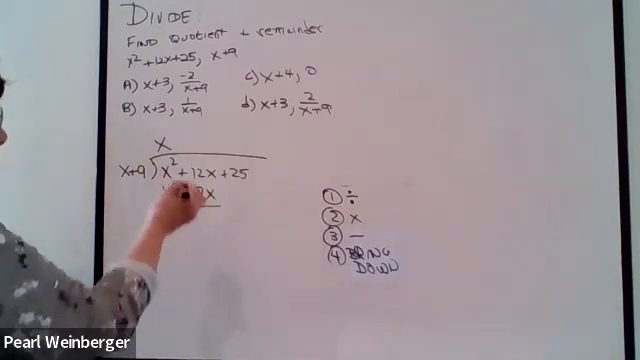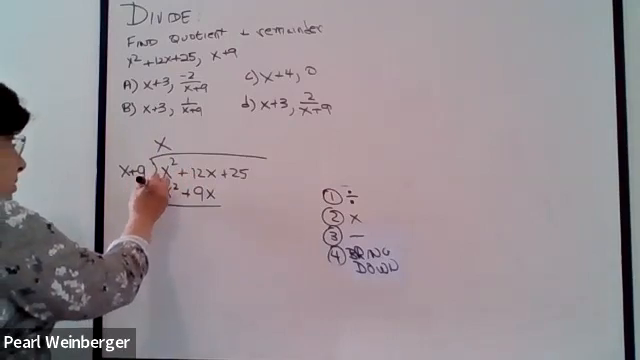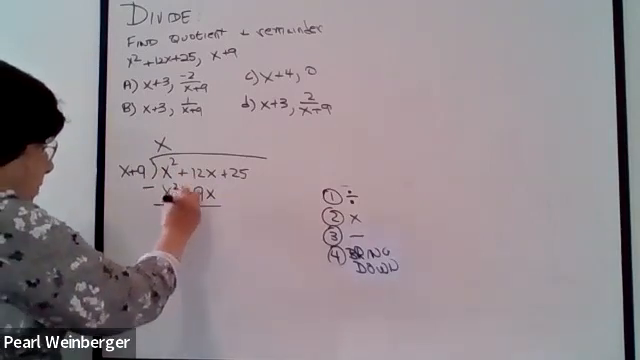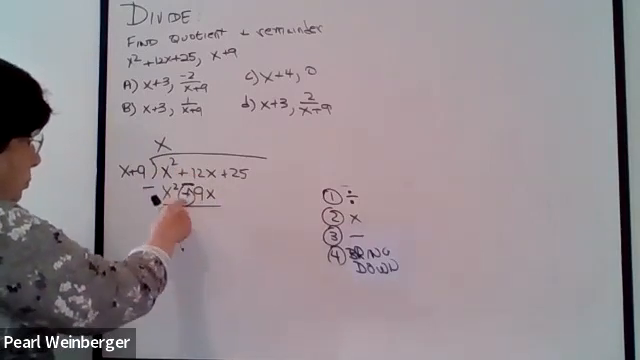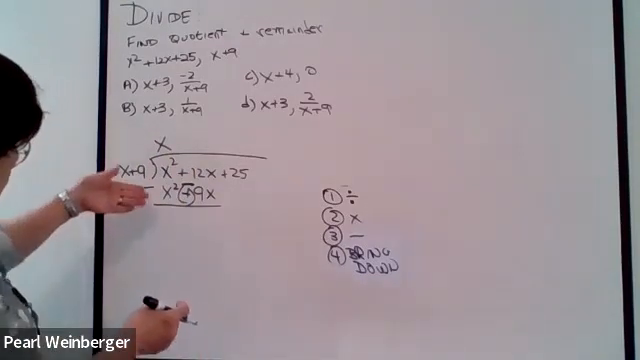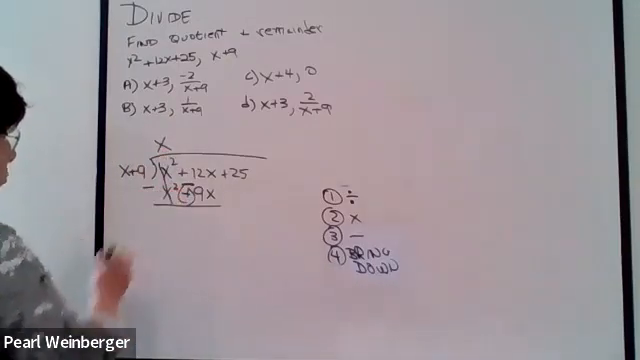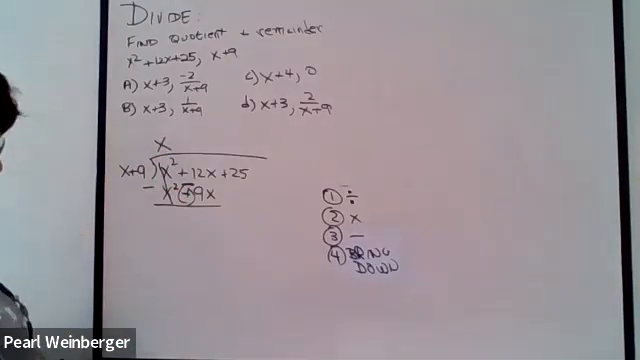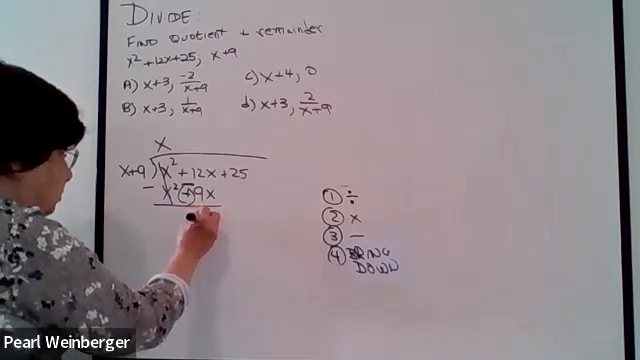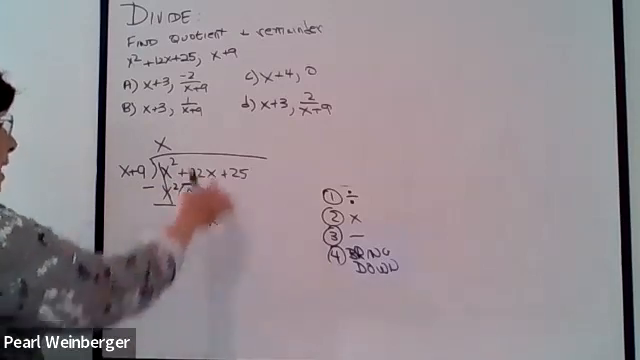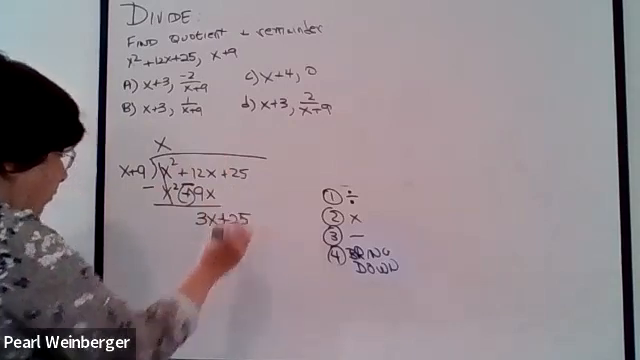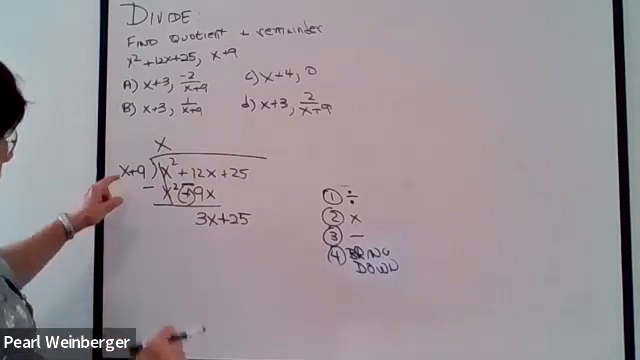And now I'm going to subtract by changing the signs. So this is going to become a negative because it was originally a positive. And this is going to become a negative as well because it was originally a positive. Again, where there is no sign, it's understood to be positive, so it becomes a negative. And we get x squared minus x squared, which cancels out. And then we get 12x minus 9x, which gives me 3x. And I bring down the next number, which is the 25, and start the process again.